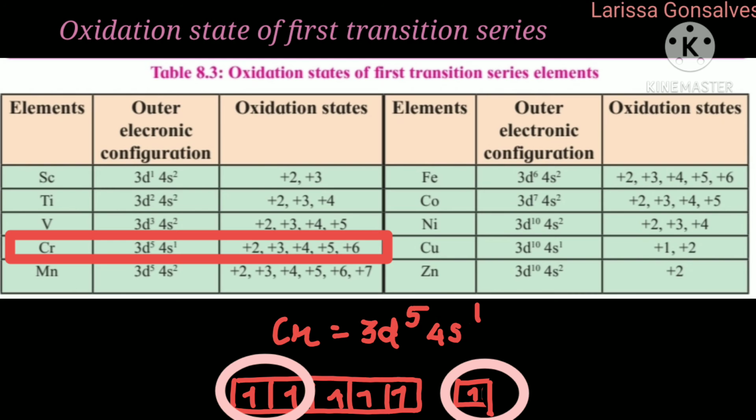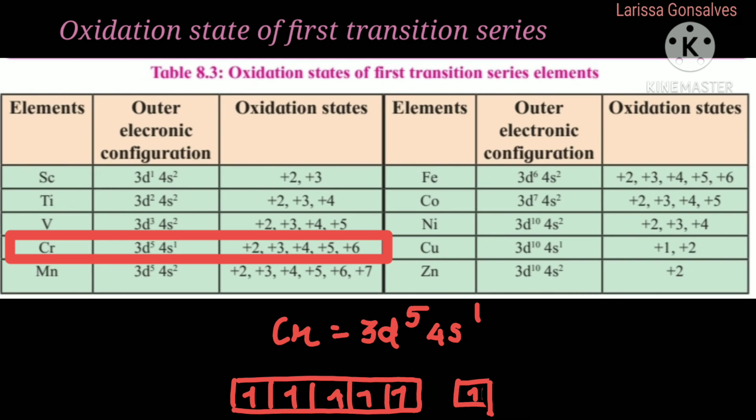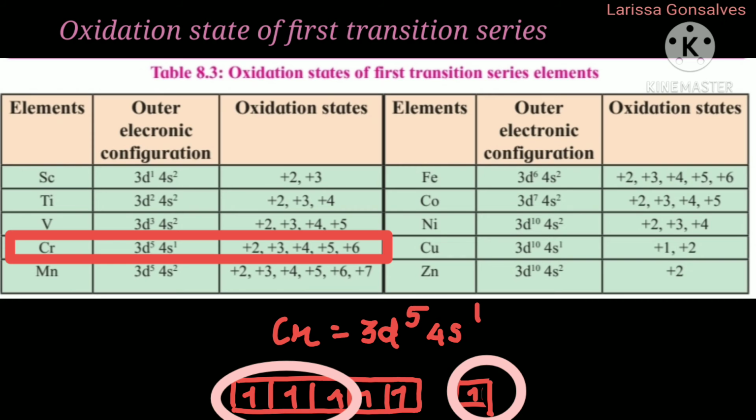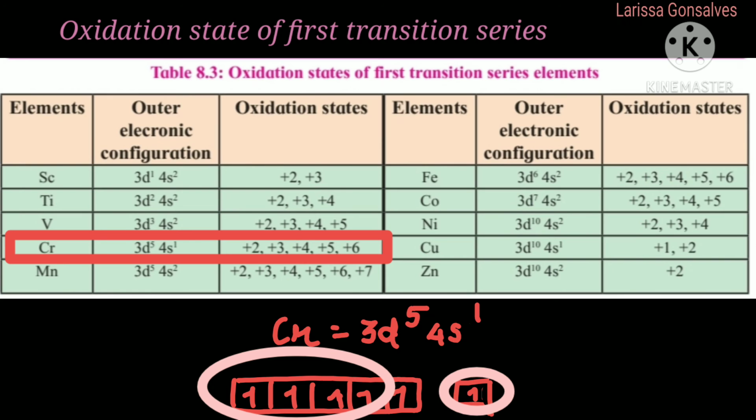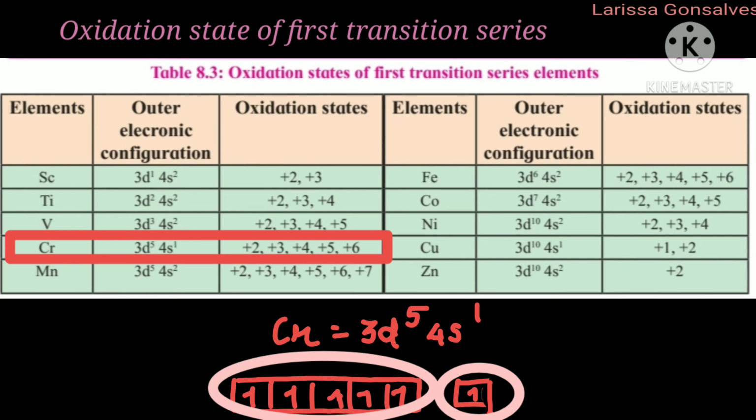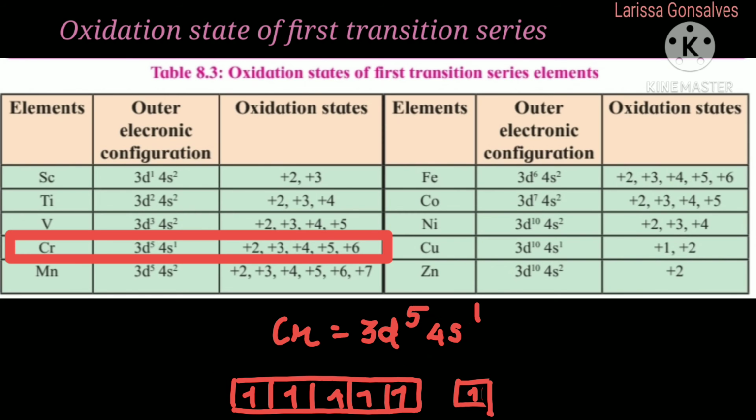If 1 electron from s and 2 electrons from d, it forms the +3 oxidation state. If 1 from s and 3 from d, it is going to form +4 oxidation state. If 1 electron from s and 4 electrons from d, it is going to form +5 oxidation state. And if 1 electron from s and 5 electrons from d, it is going to form the +6 oxidation state. Similar is the case of manganese.